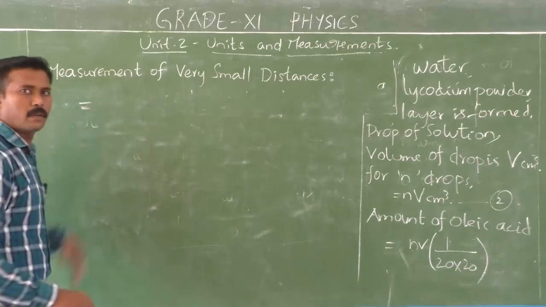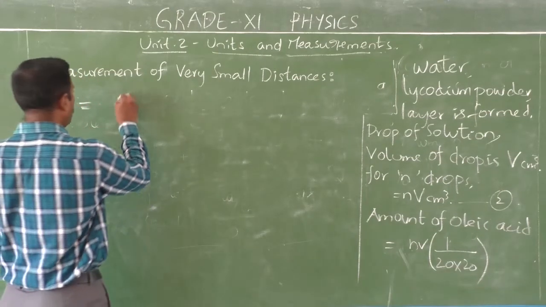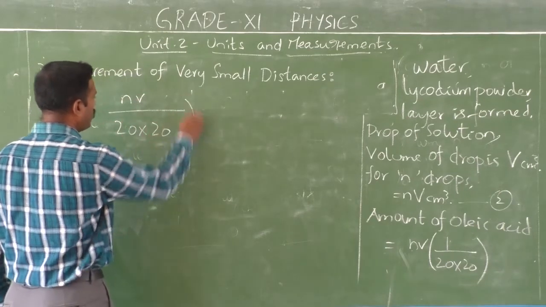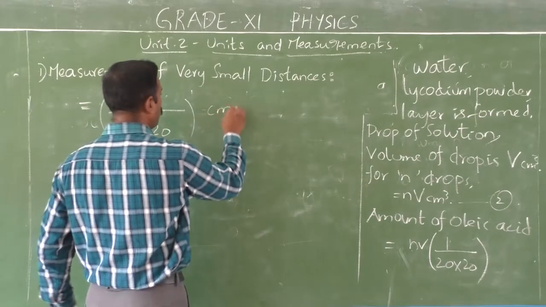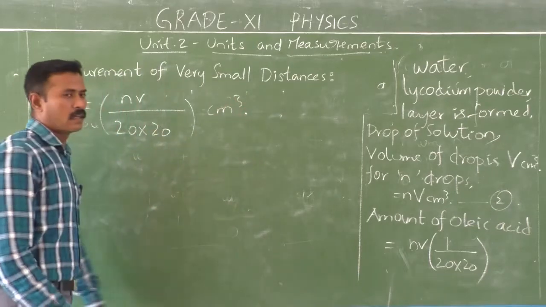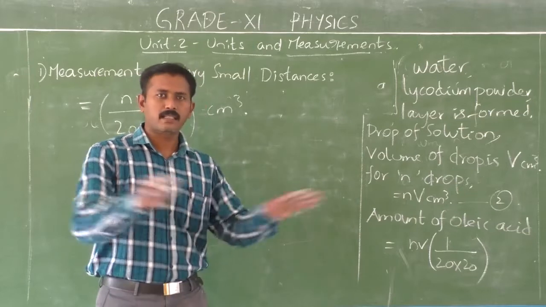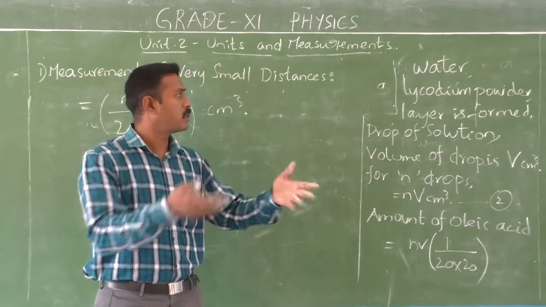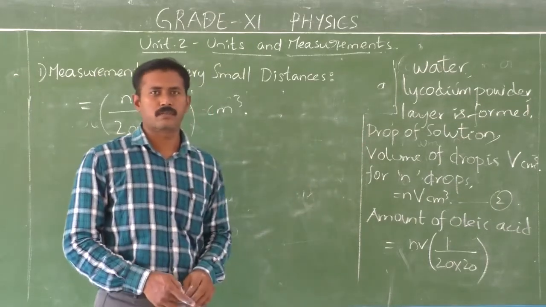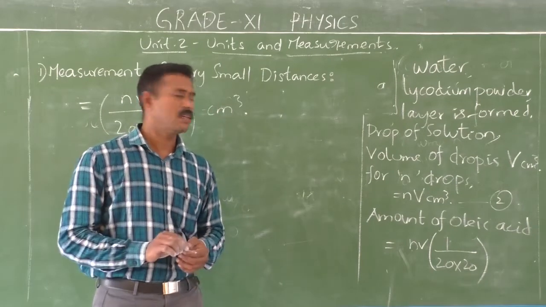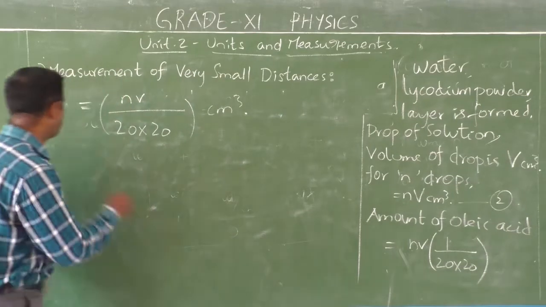I follow the previous equation, NV by 20 cross 20 centimeter cube. The folic acid layer is finally formed above the lycopodium powder surface. So we have to find the thickness of the folic acid.